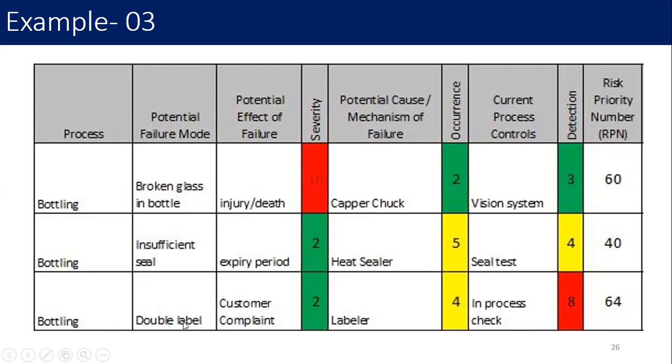Then double label. Sometimes you can see double labels instead of a single label. Then customer complaints may be there. The severity, again, nobody will die because there is a label there. Risk is low. Occurrence is around 4. And detection, here you can see they don't have good techniques to detect it. Then the detection level is high. It means there is a risk. So you can see the RPN number is 64.